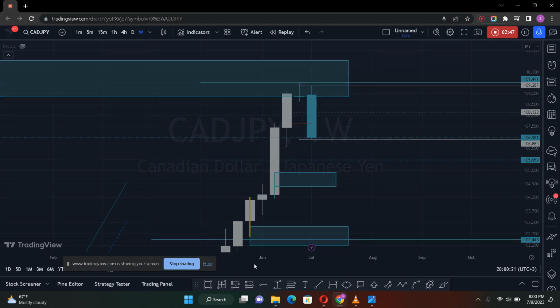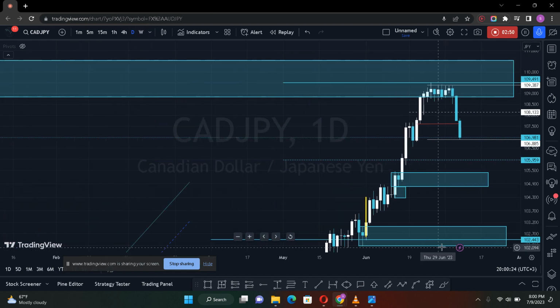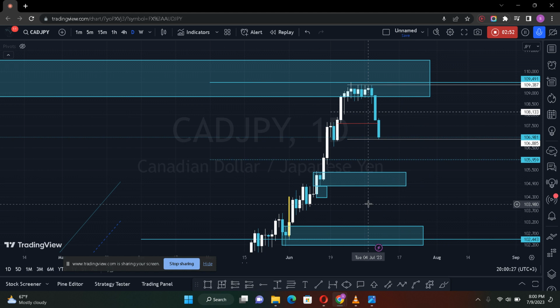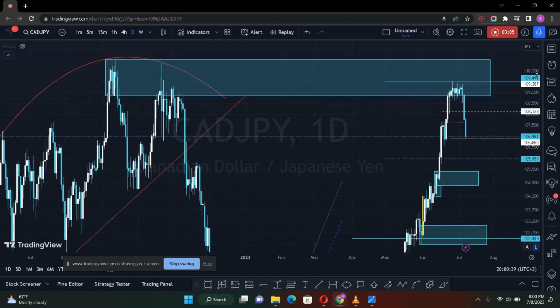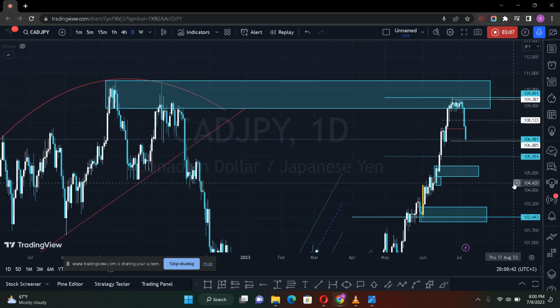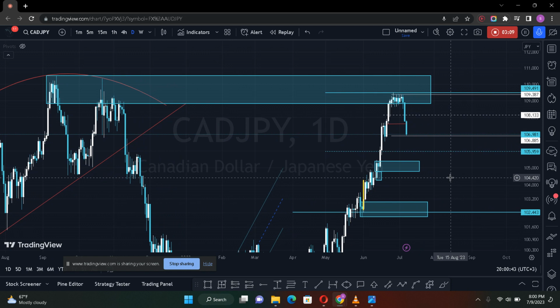So on the daily is where I like to look for my points of interest. These are areas of value, areas where I would be keen on the price action to either take a short, or a continuation trade to the upside. So these are entry zones. I don't enter trades if price is not at my point of interest.